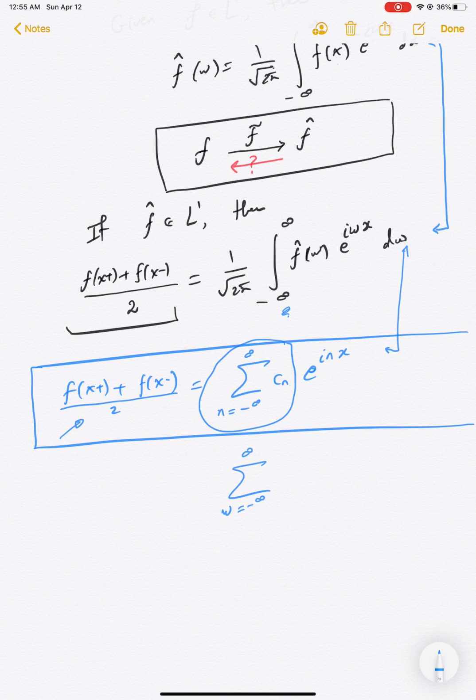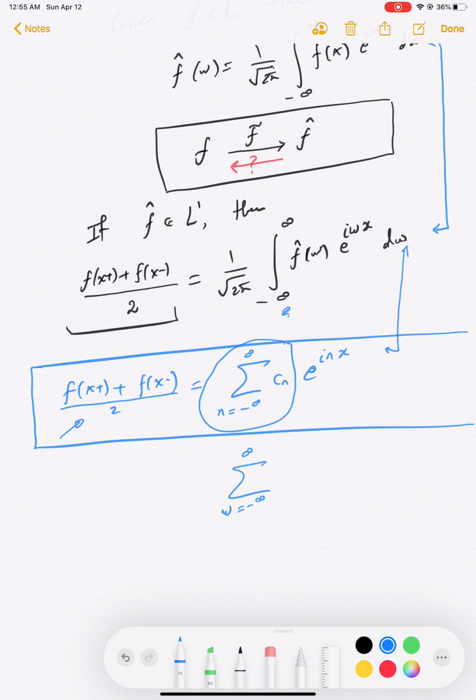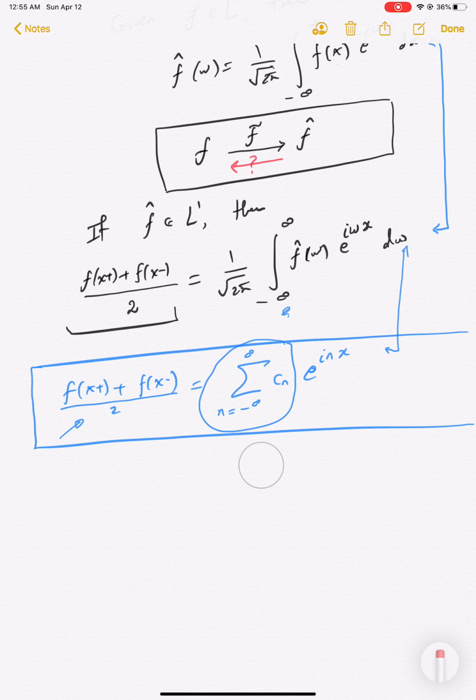When I say the sum over all real numbers, we don't mean the integers. So just imagine 1, 1.01, 1.001, and so on. In that case, we understand the thing as the integral from negative infinity to infinity.